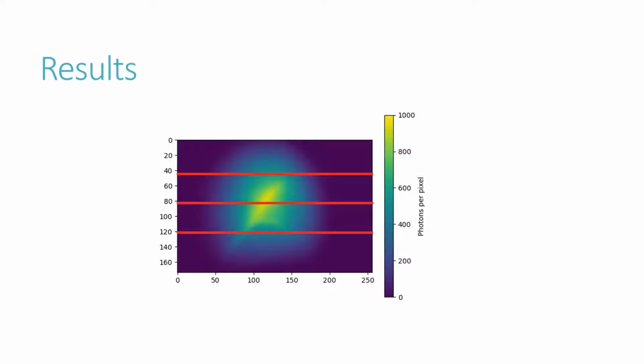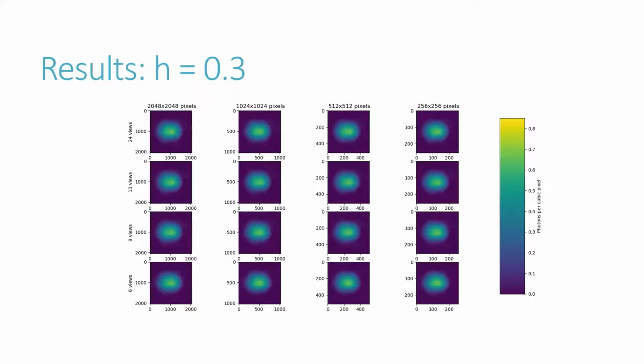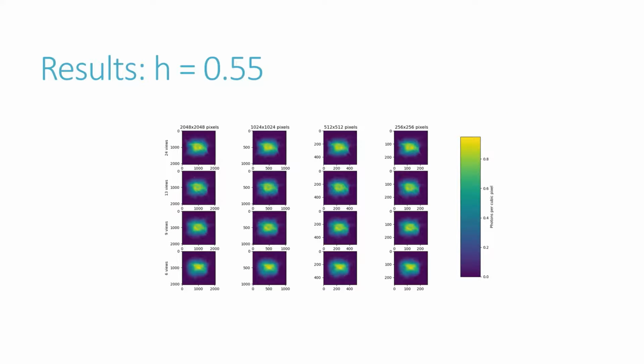So for the results of the reconstruction, what I'm going to do is show the horizontal cuts of the reconstruction at a number of different heights. At 0.3, the geometry of the flame is quite simple, and therefore there aren't many noticeable differences regarding different number of views and different number of pixels. All the reconstructions are very similar.